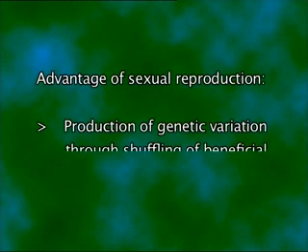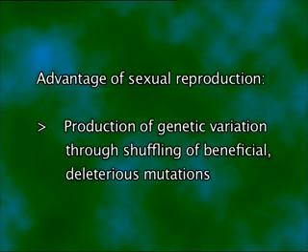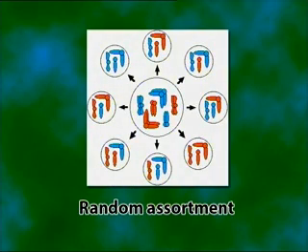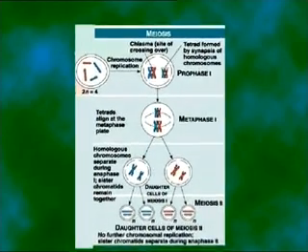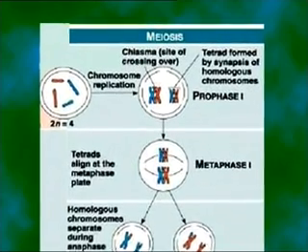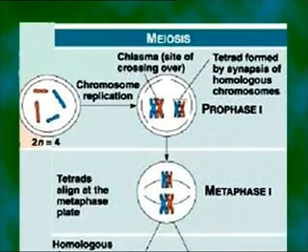One great advantage of sexual reproduction is the production of a great deal of genetic variation through the shuffling of both beneficial and deleterious mutations because of independent assortment of chromosomes and random fertilization. Random assortment of different alleles of genes on different chromosomes depends upon the segregation and independent assortment of the chromosomes during meiosis 1. Independent assortment refers to the fact that bivalents line up independently and therefore the chromosomes in each bivalent separate, that is assort, independently of those in other bivalents during anaphase 1.